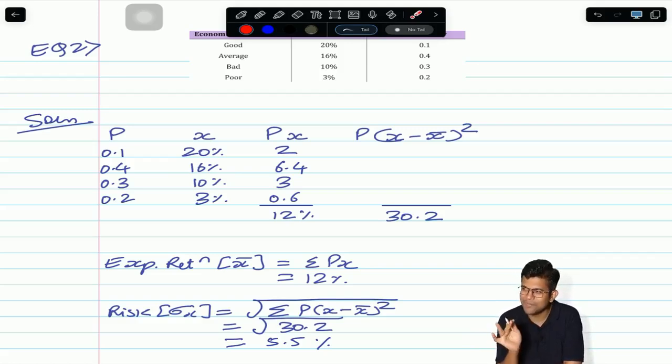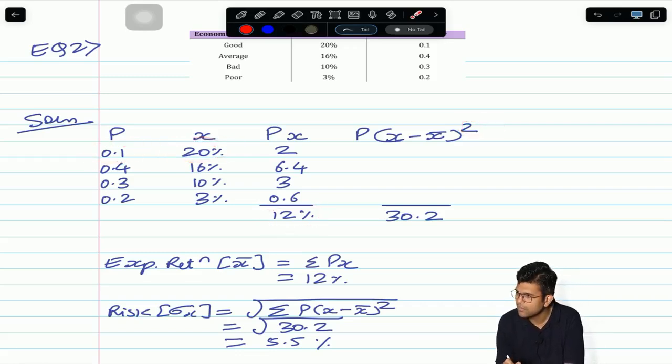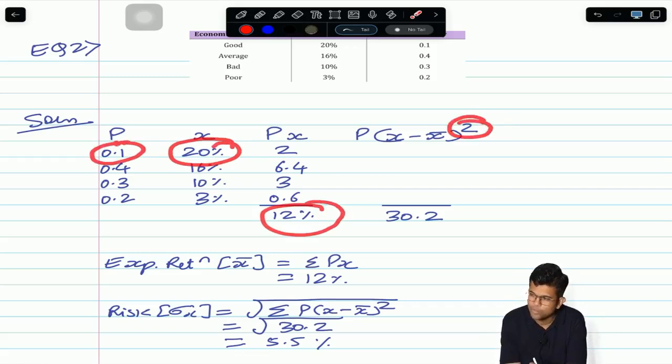Everyone done? Okay. So this is the fourth mistake. Now the fifth mistake. Good that I am sharing all this, you will be alert. The fifth mistake happens here. Your mind will play tricks with you in the exam. Is it x minus x bar into p the whole square, or is it x minus x bar the whole square into p?